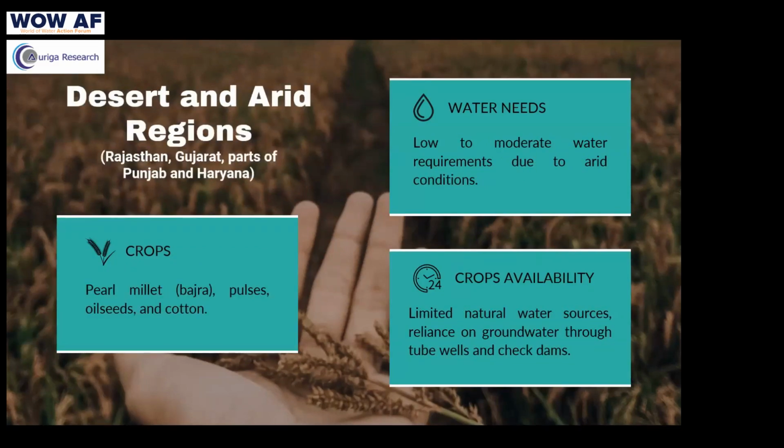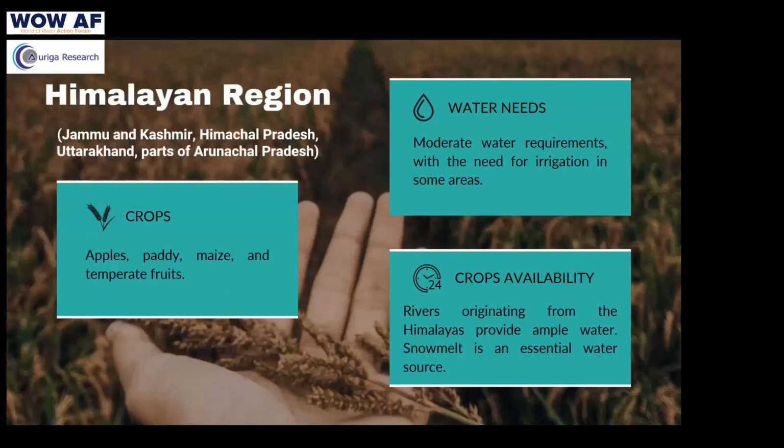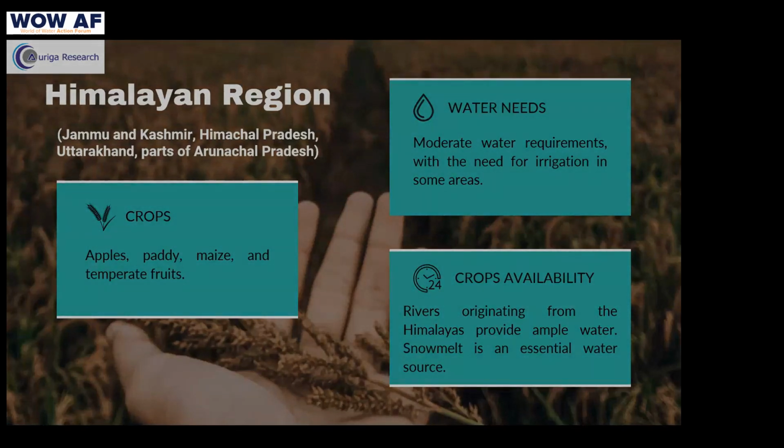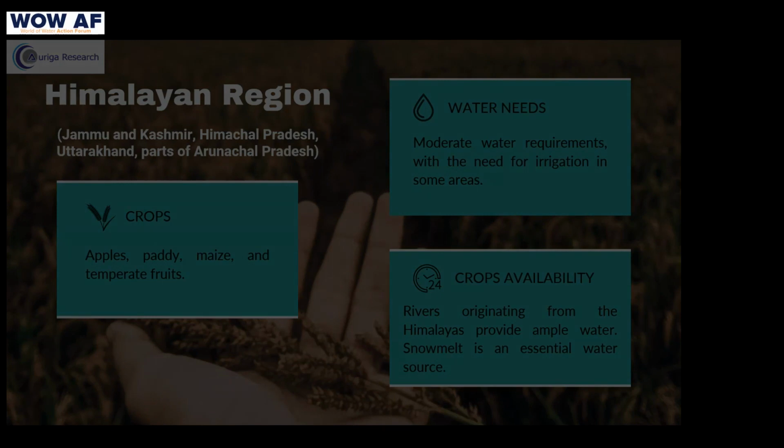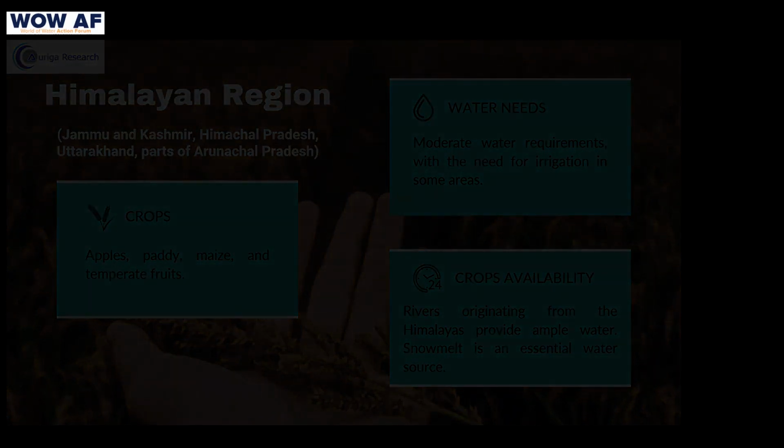Then we have the arid region, Rajasthan and Gujarat, which are areas of low and moderate requirements because they predominantly grow millets and pulses, and obviously these areas have limited natural water resources. And finally, the Himalayan region, encompassing Uttarakhand, Himachal, Arunachal, and J&K. These are again river-fed and snow-melt areas, with apple, corn, to an extent paddy, and all the various kinds of temperate fruits. They also require irrigation water in moderate amounts.